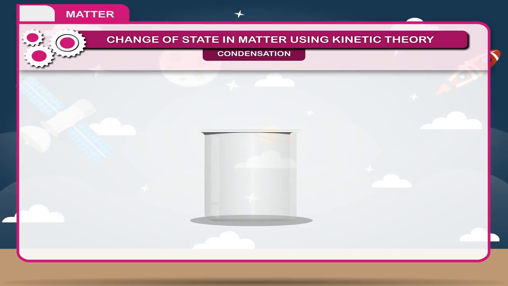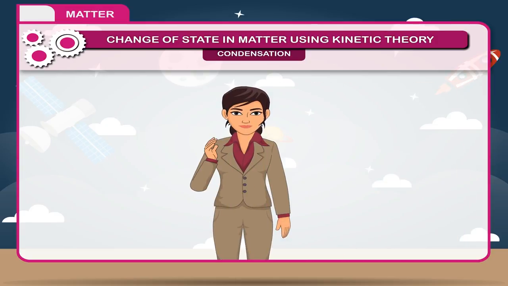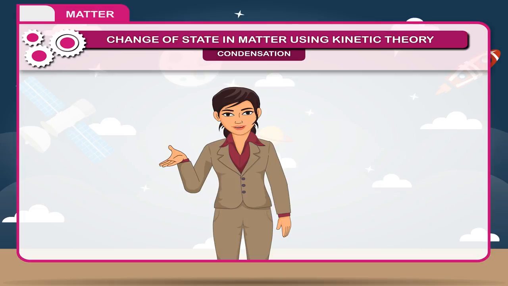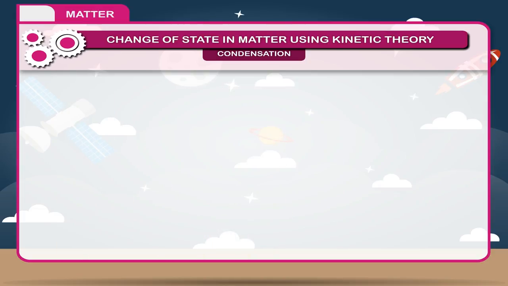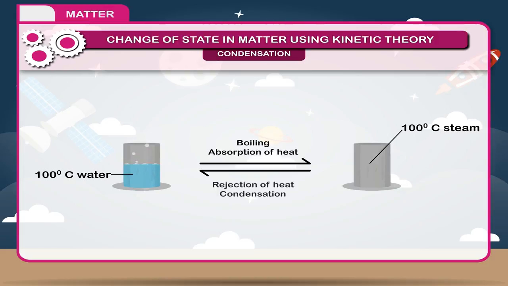Condensation. The change from vapor to liquid phase on cooling at a constant temperature is called condensation or liquefaction. The temperature at which condensation occurs is called the condensation point of vapor. Example: 100 degrees Celsius water, 100 degrees Celsius steam. Boiling, absorption of heat. Rejection of heat, condensation.